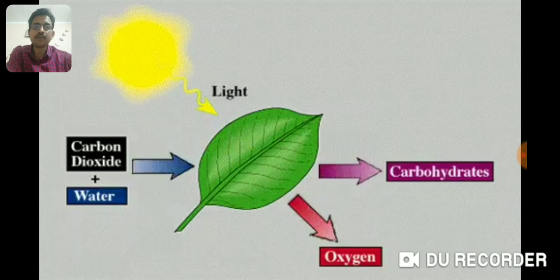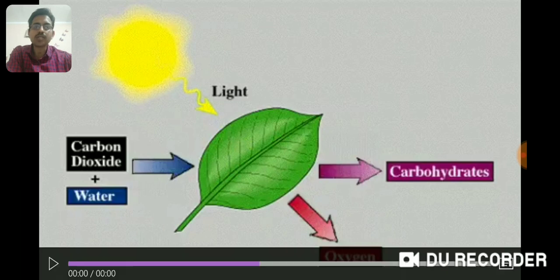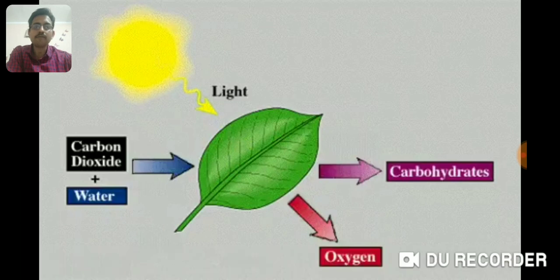You can see in this animated presentation how light energy is trapped and is converted into carbohydrate, and oxygen is released as a byproduct in photosynthesis.